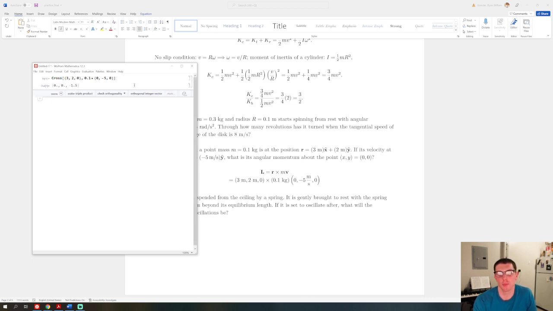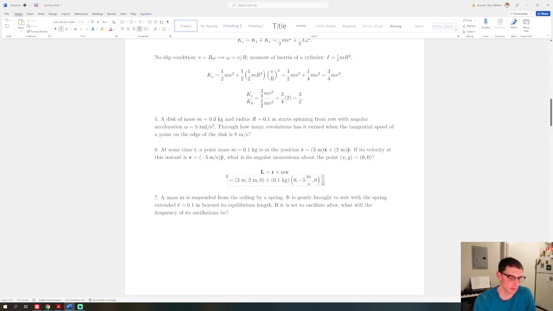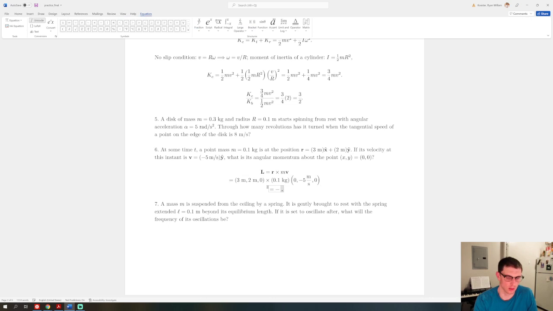So it's just going to be negative 1.5. What are the units here? Well, kilograms, we have meters for R, and then meters per second for V, right? So it's kilogram meters squared per second. Yeah, that should be good.